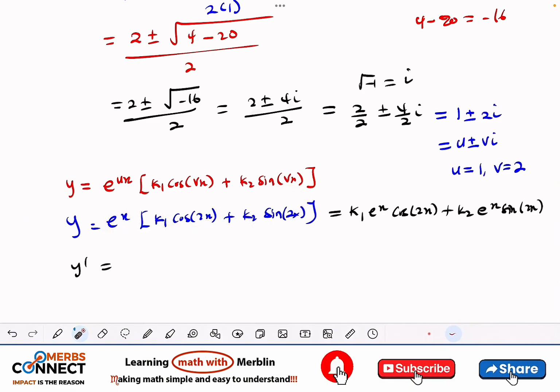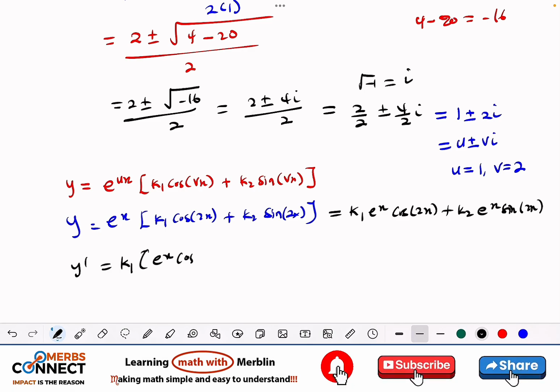So what is y prime? When I want to differentiate this, it is a product rule. So I maintain k1, right? When I maintain k1, I differentiate e to the power x and maintain cos 2x. When I differentiate e to the power x, I get e to the power x, then I maintain cos 2x, plus, now maintain e to the power x and differentiate cos 2x. When I differentiate cos, I'll get minus sine. Then when I differentiate what is inside, I'll get 2. So this is going to give us minus 2 e to the power x sine 2x.